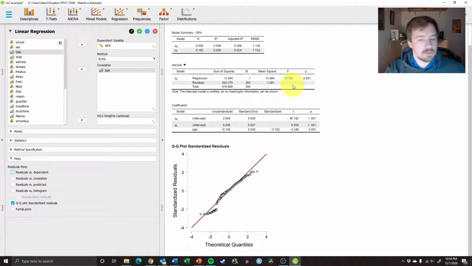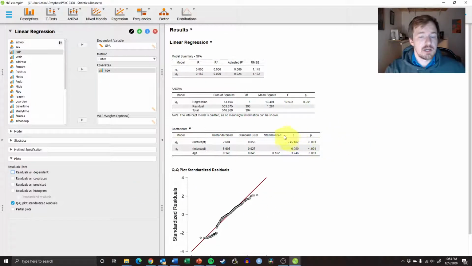So that is a quick run through of linear regression in JASP. Pretty straightforward, at least to me, much more straightforward than other statistical programs.